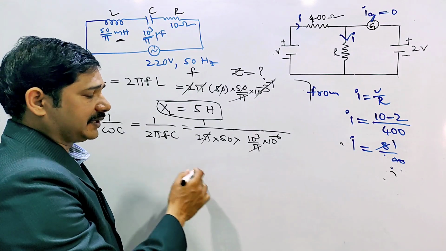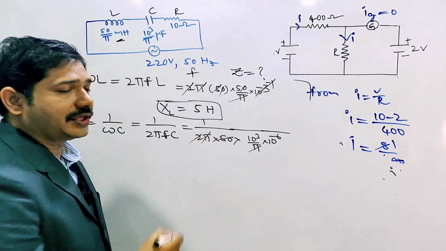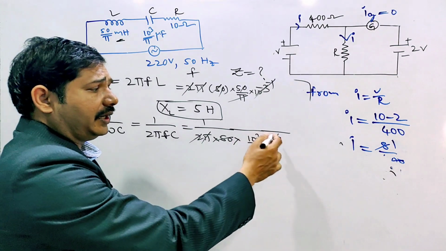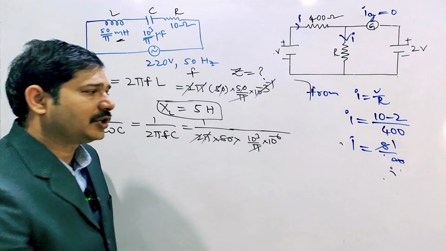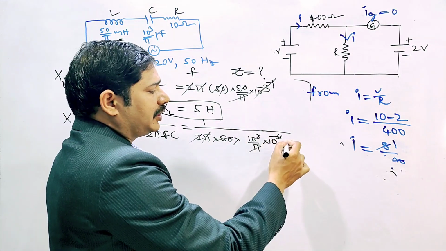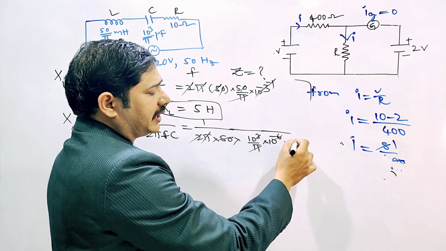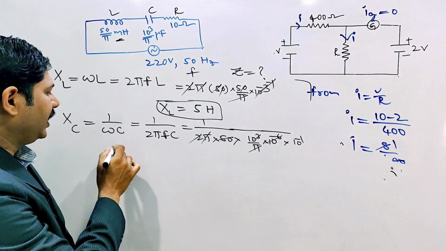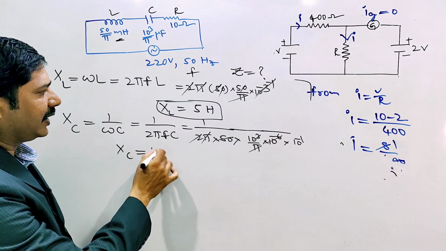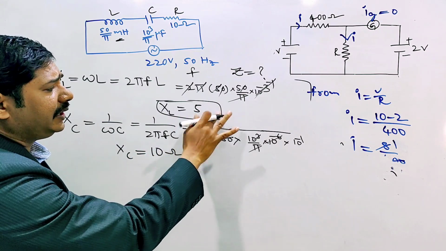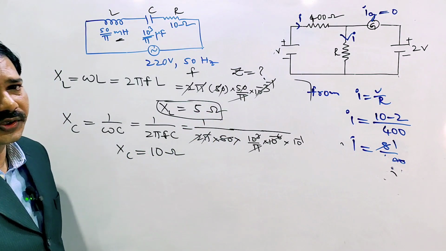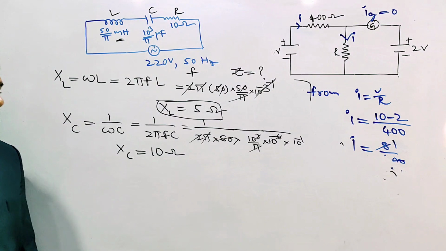10 to the power of minus 3 and 50 times 2 is 100. 100 into 10 to the power of minus 3 is how much? 10 to the power of minus 1. Only 10 to the power of minus 1 is there here, sent to the numerator. So XC equal to what? 10 ohms. Inductive reactance is in ohms, capacitive reactance is also in ohms.